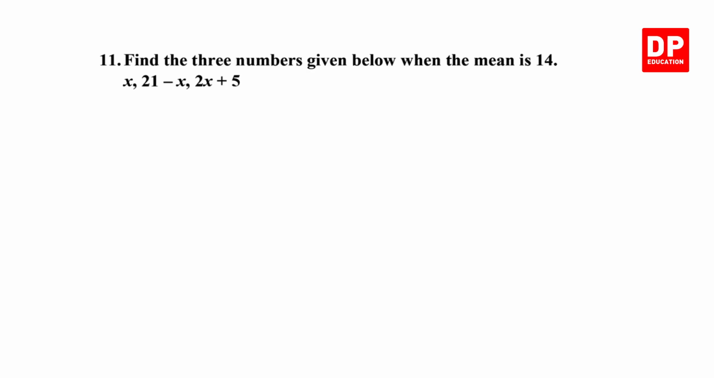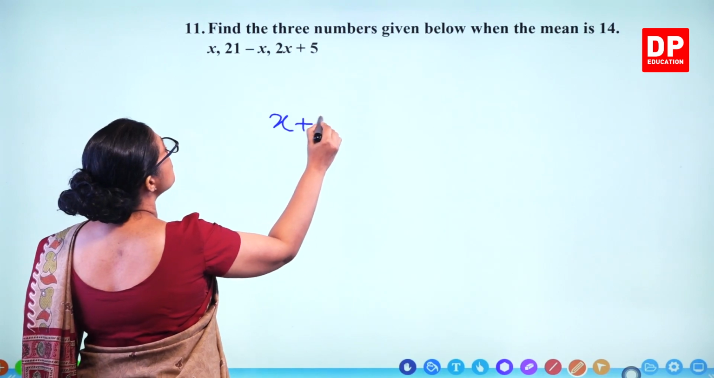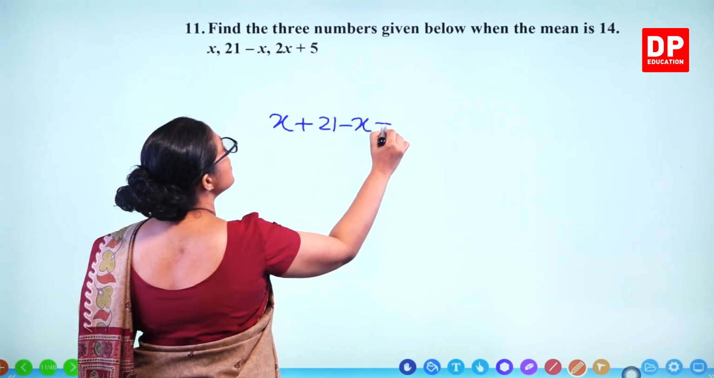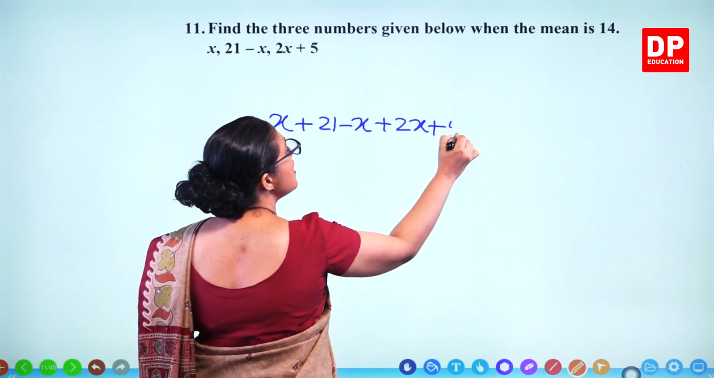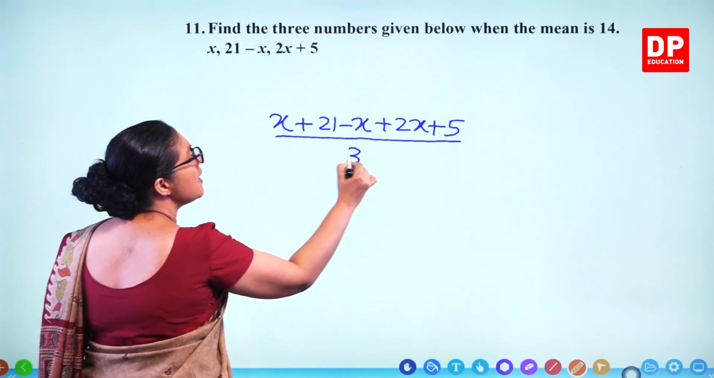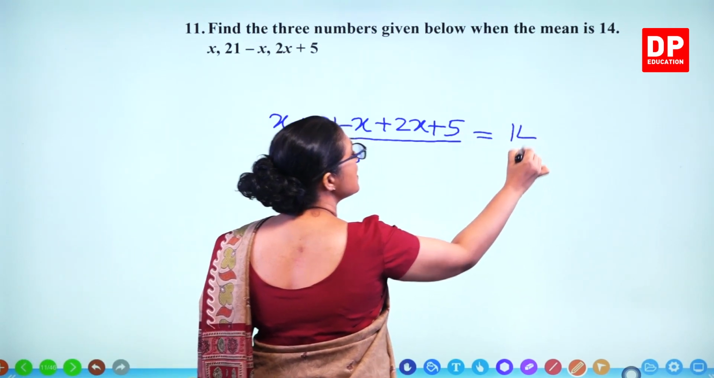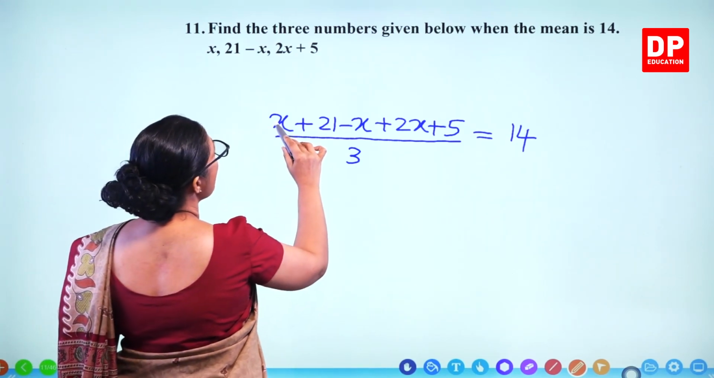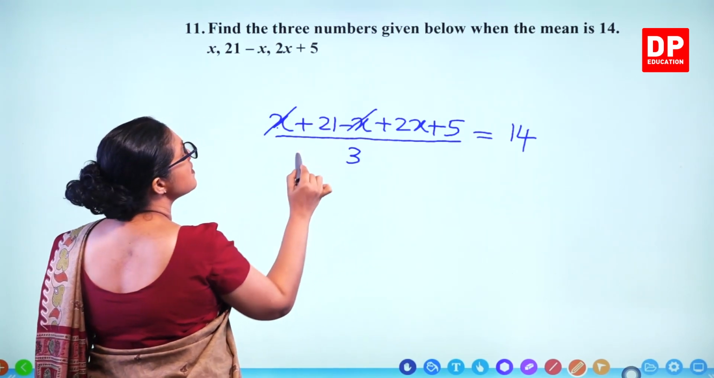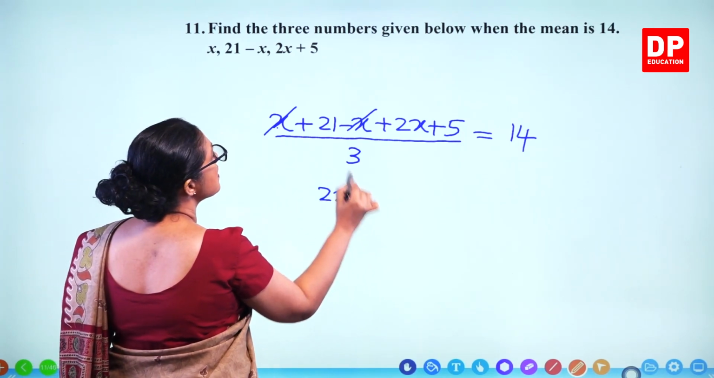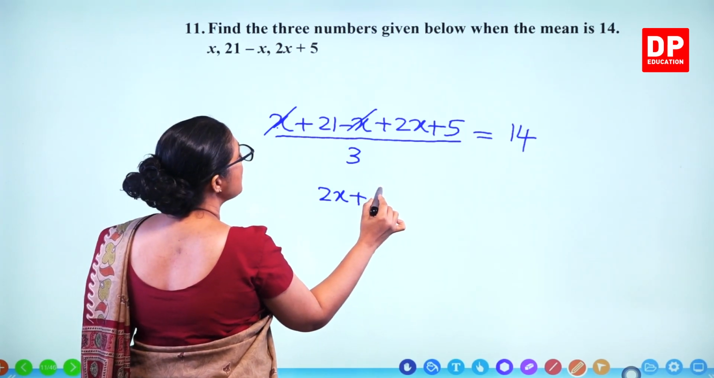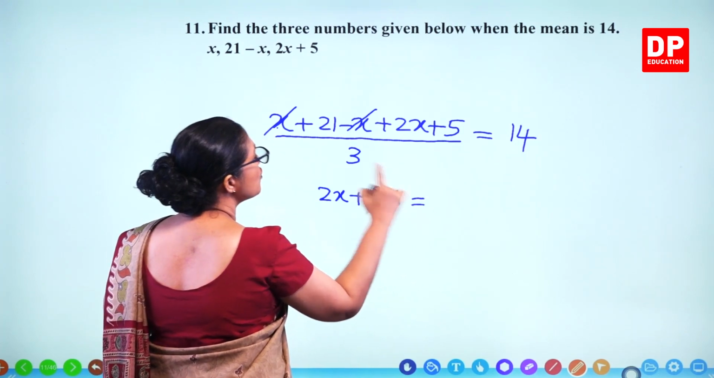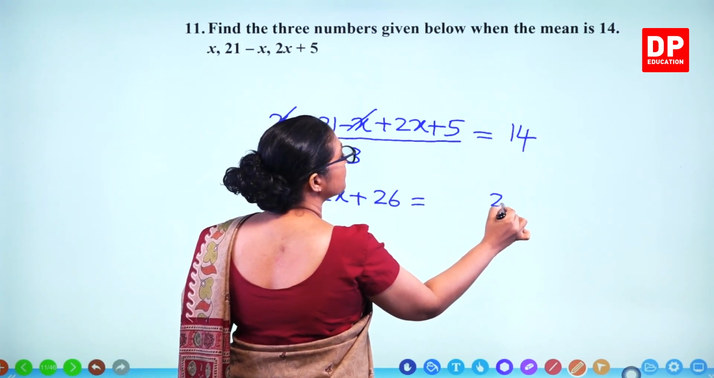Question number 11. Find the 3 numbers given below when the mean is 14. So x, 21 minus x and 2x plus 5. Add and divide by 3. You get the mean value 14. So that means x and x get cancelled out. 2x plus 21 and 5 becomes 26, is equal to 3 times 14.